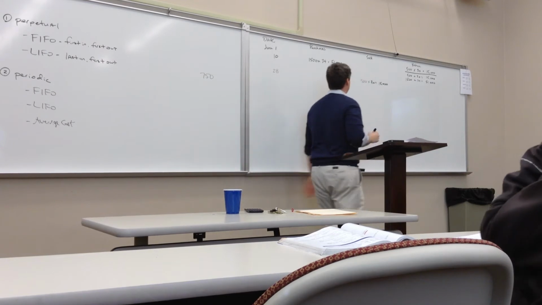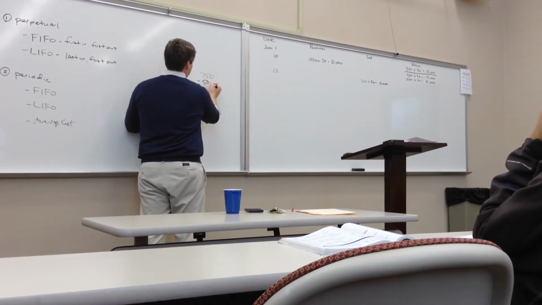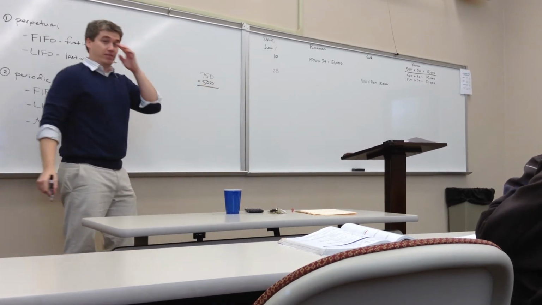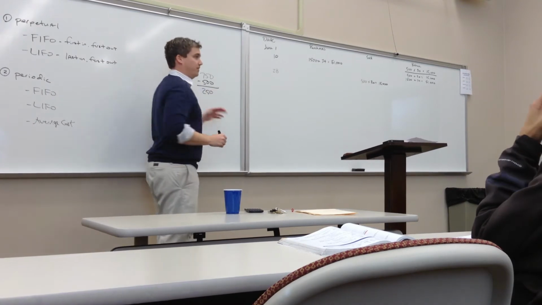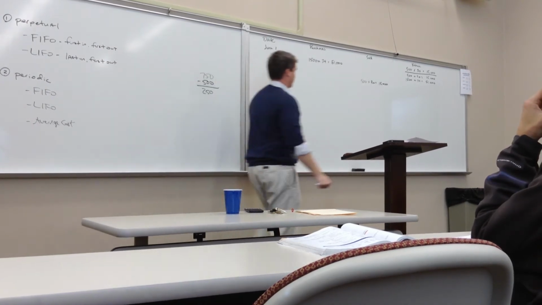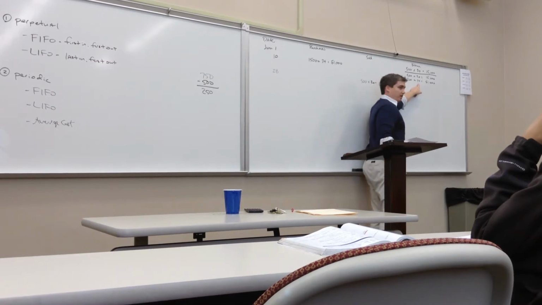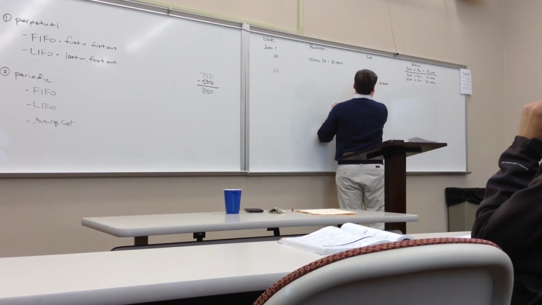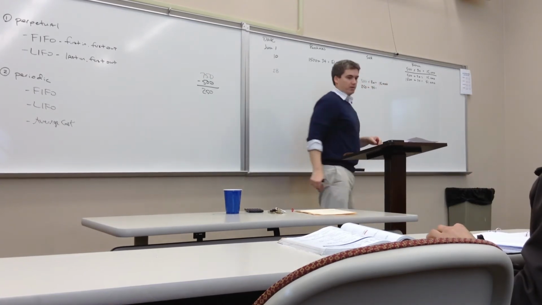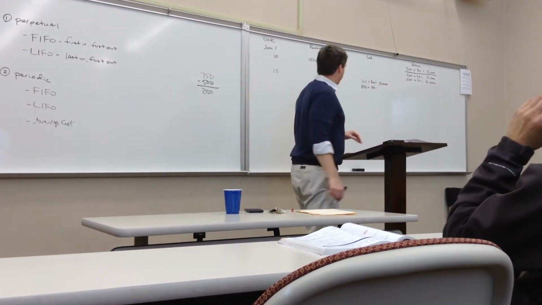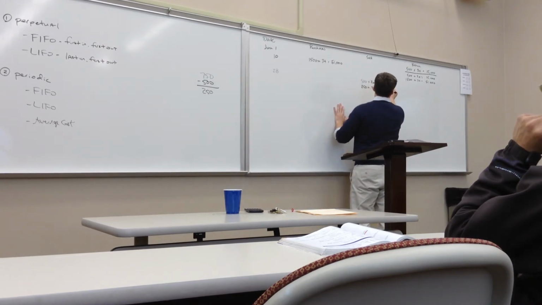So 15,000 is out. Now what else? I sold 750. I got to pick up another 250. Where does that 250 come from? That 250 comes from here, the $34. So 250 times 34. That number is 8,500.